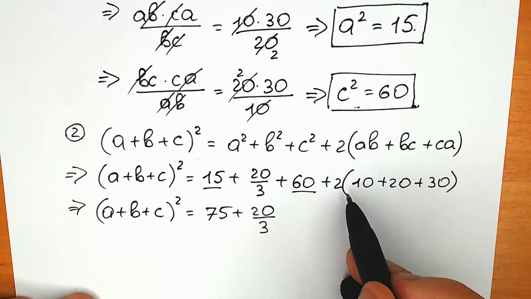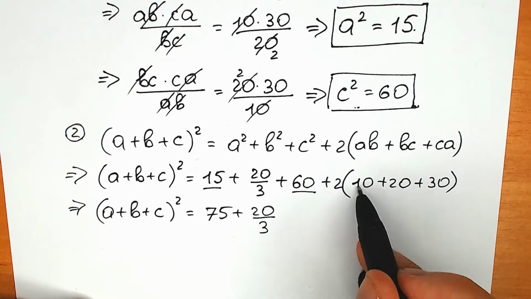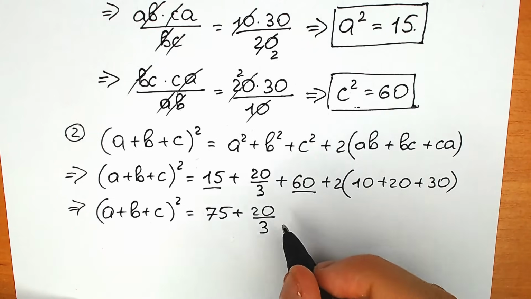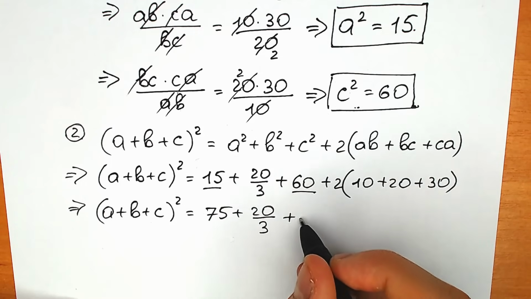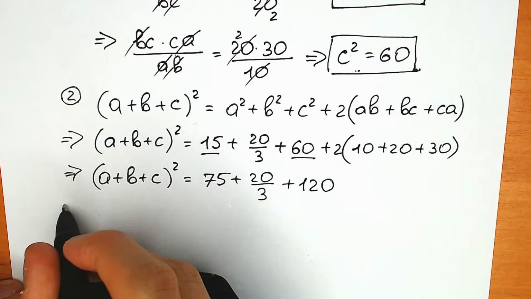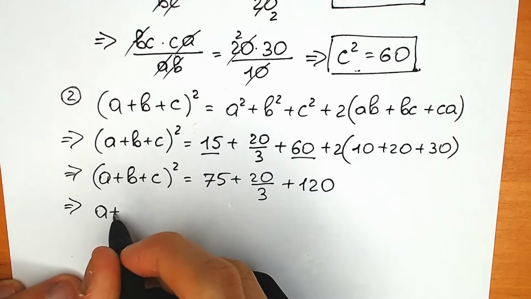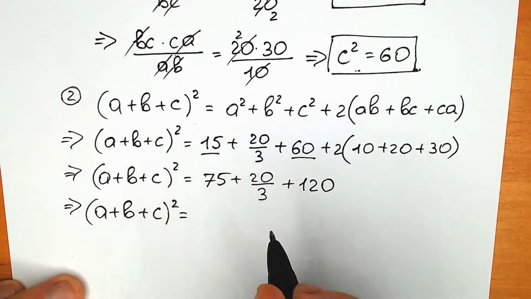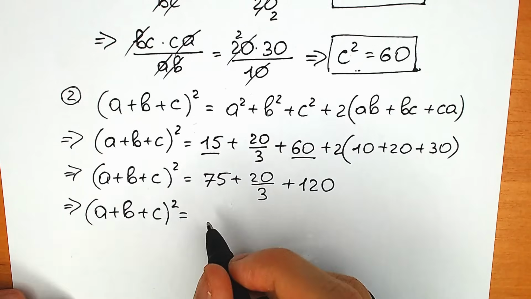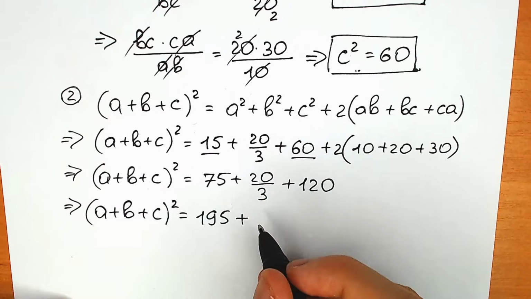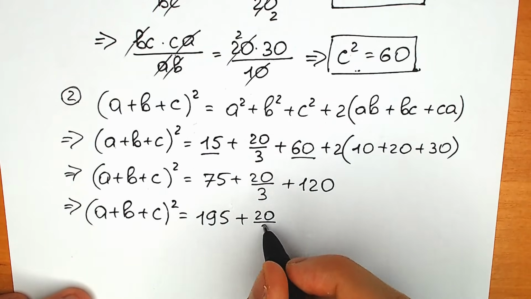And let's multiply the expression in our parentheses. So we have 10 plus 20, 30, 30 plus 30, 60, 60 times 2, we have 120. So plus 120. Let's simplify this real quick. So let's rewrite it. First of all, we have A plus B plus C to the second power equal to 75 plus 120 equal to 195 and plus 20 over 3. This is a fraction, but doesn't matter.